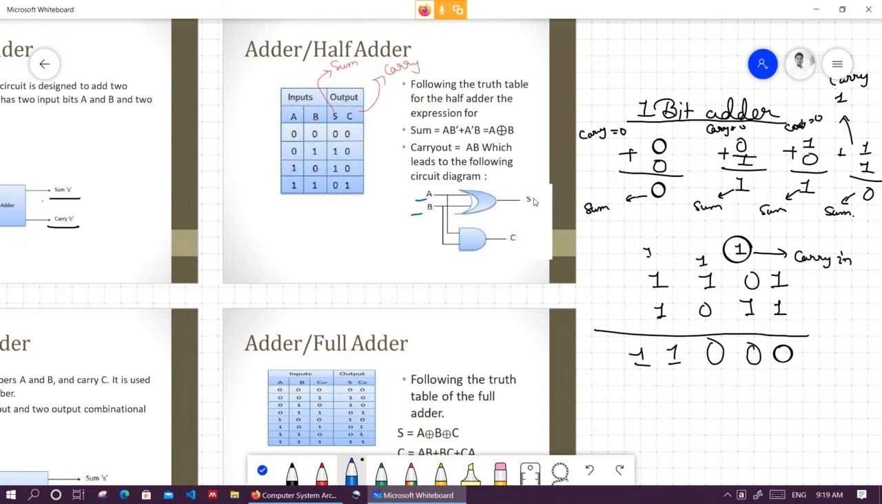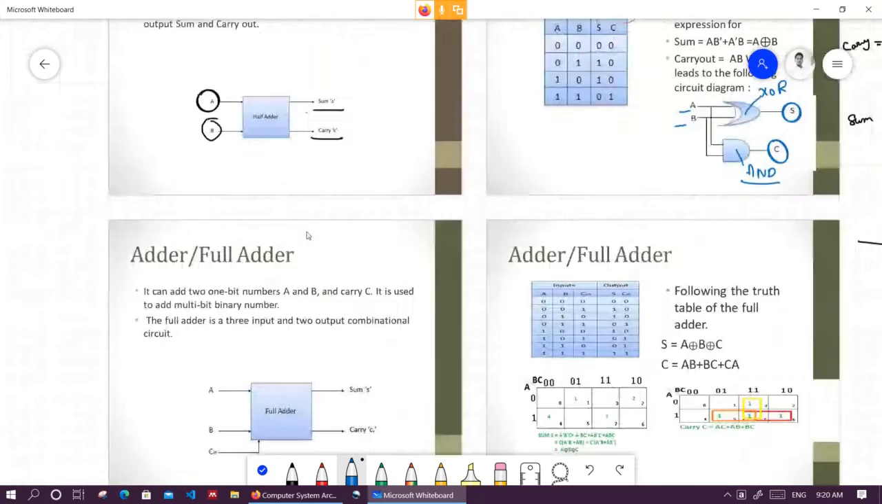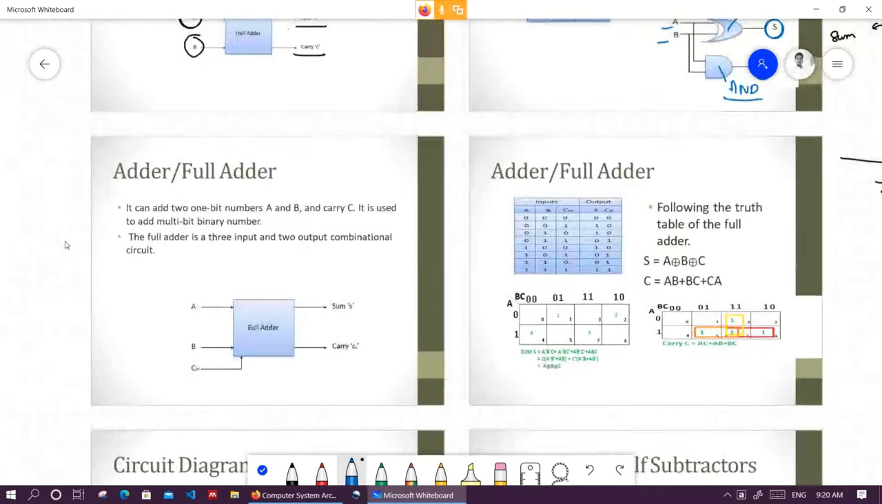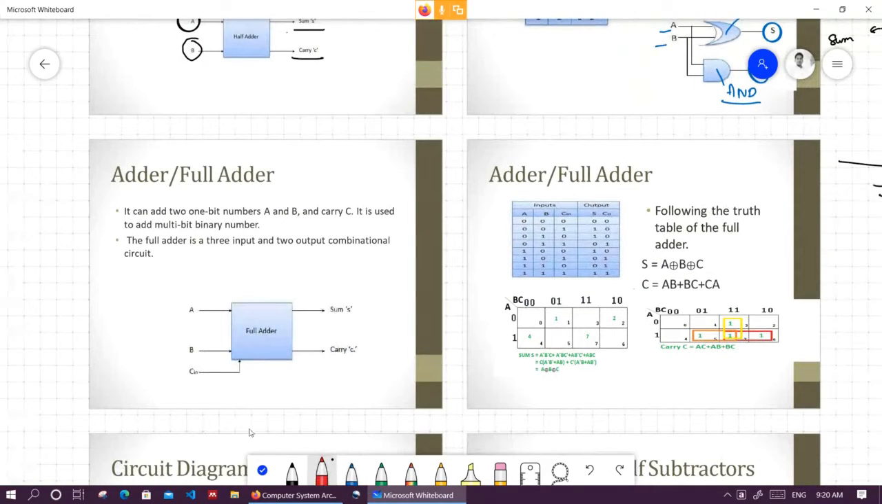We have two inputs A and B. This is one output, sum, and this is the other output, carry. And this is the XOR gate and this is the AND gate. So this circuit will be a one bit adder and one bit half adder. Fine, because there is no carry in concept. Now when we talk about the full adder, the full adder will have an additional value that is known as the carry in.